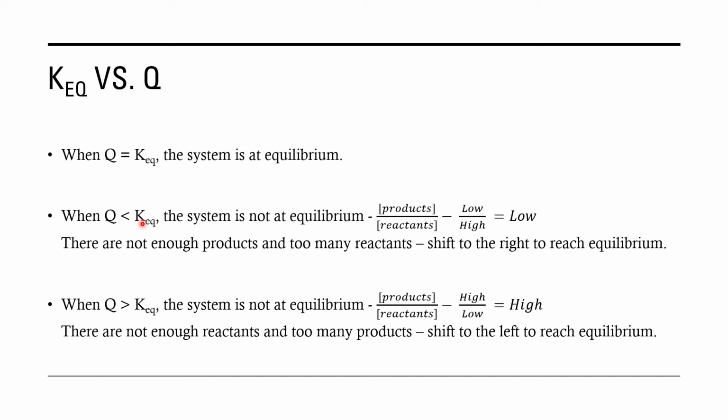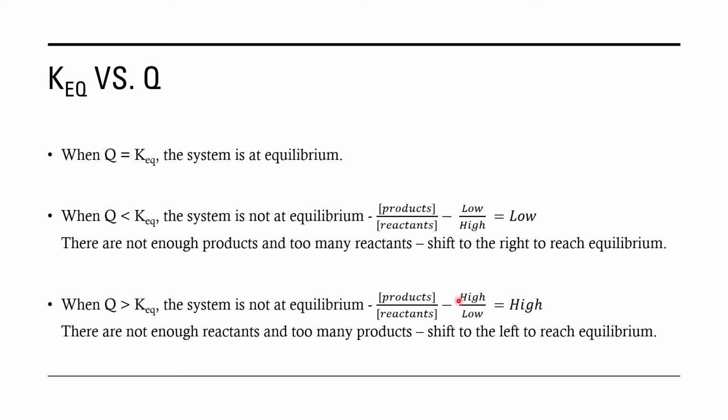So if Q is lower than the Keq, that means that the system is not at equilibrium. And if Q is low, that means that there are too little products and too many reactants. What that's going to mean is that there's going to be a right shift, a favoring of the forward reaction until equilibrium is reached. And the opposite is true when Q is larger than Keq. If there is a high Q value here, that means that there are too many products and not enough reactants, meaning that there's going to be a left shift. The reverse reaction will be favored and will keep being favored until equilibrium is reached.